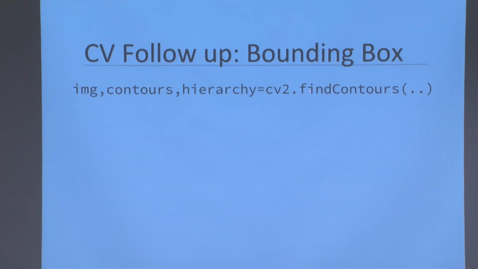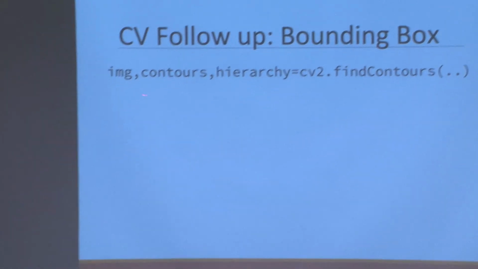But find contours will return 3 values, say an image, contours, and something about the hierarchy of all the contours. The hierarchy thing depends on the input to find contours. You could say whether or not you even want that. So usually when I do this, I ignore the image. That's just like a copy of the thresholded image. And hierarchy, I ignore that too. And I just look at what are the contours.